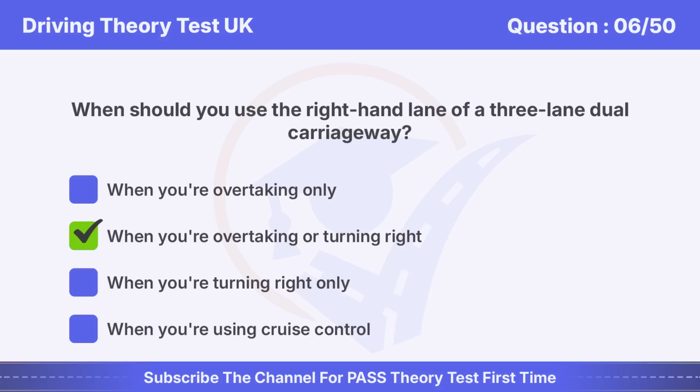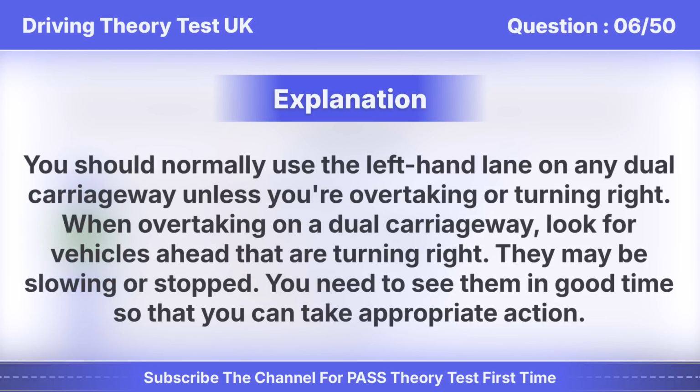Answer is B, when you're overtaking or turning right. You should normally use the left-hand lane on any dual carriageway, unless you're overtaking or turning right. When overtaking on a dual carriageway, look for vehicles ahead that are turning right. They may be slowing or stopped. You need to see them in good time, so that you can take appropriate action.